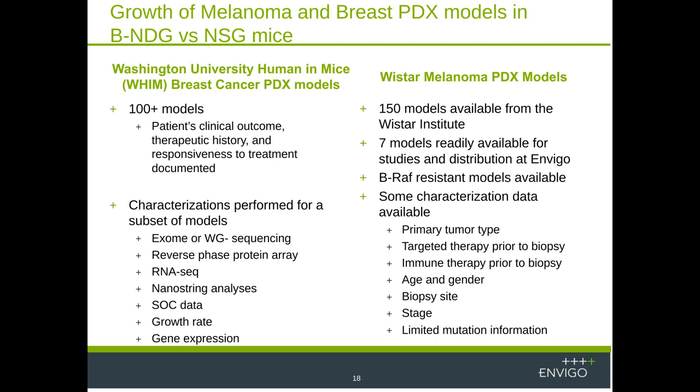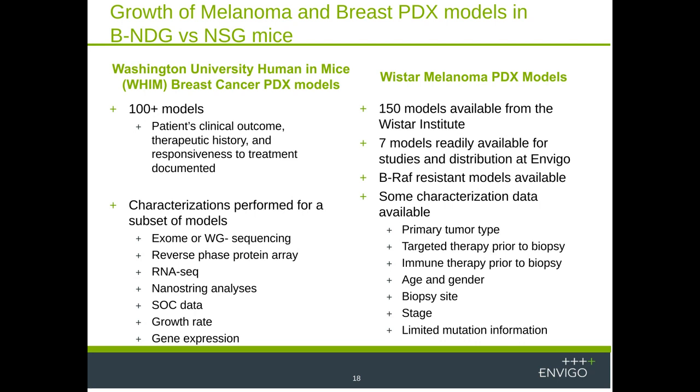data that they need. So we have exome and whole genome sequencing, reverse phase protein array, RNA-seq, nanostring data, standard of care efficacy study data, growth rate data, and gene expression data available for some of these PDX models.